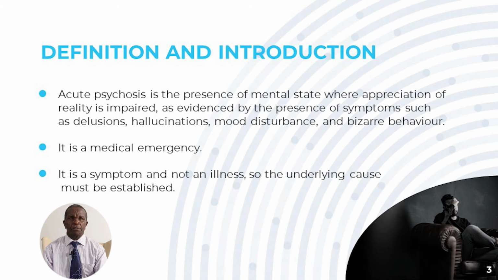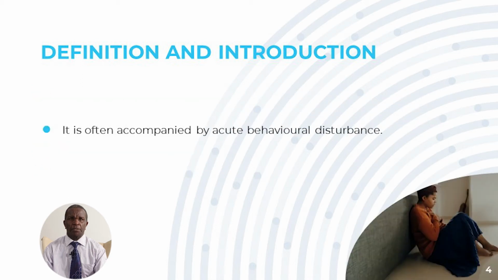Now, acute psychosis is the presence of a mental state where appreciation of reality is impaired, as evidenced by the presence of symptoms such as delusions, hallucinations, mood disturbance, and bizarre behavior. It is a medical emergency, and it's a symptom and not an illness. So the underlying cause must be established. It is often accompanied by acute behavioral disturbances.